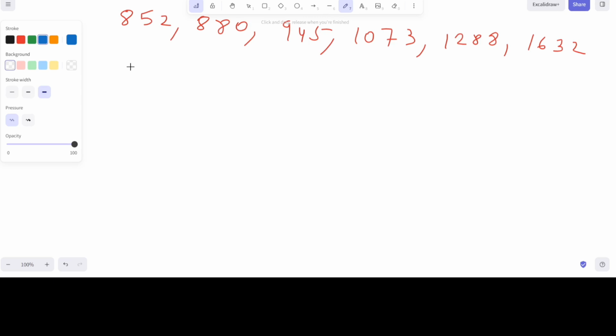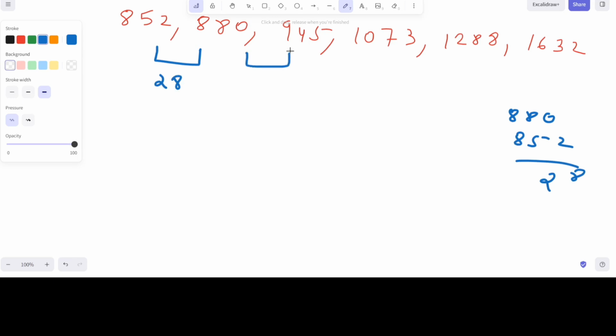First, we are going to take the difference between these two terms. 880 minus 852, so this is 28. Now this one, 945 minus 880. This is 65, right? So if you look at this number, this is nothing but 3 cube plus 1, right? That is 28. This is 4 cube plus 1.